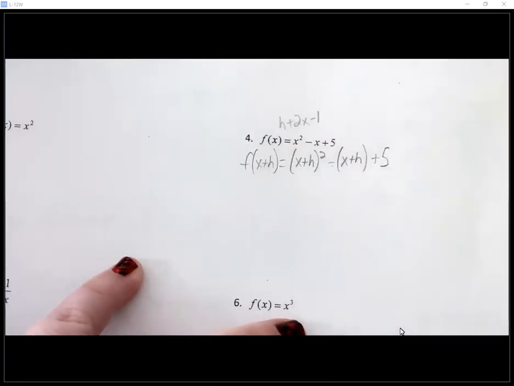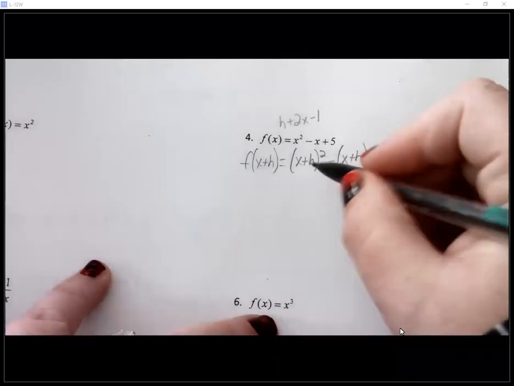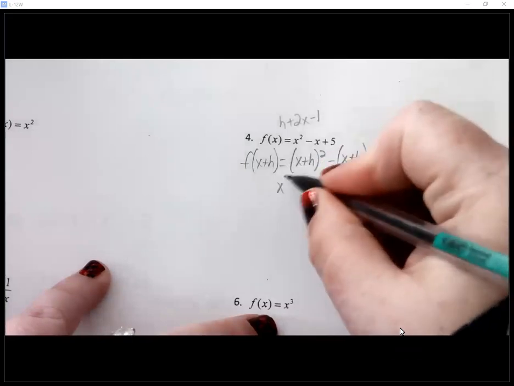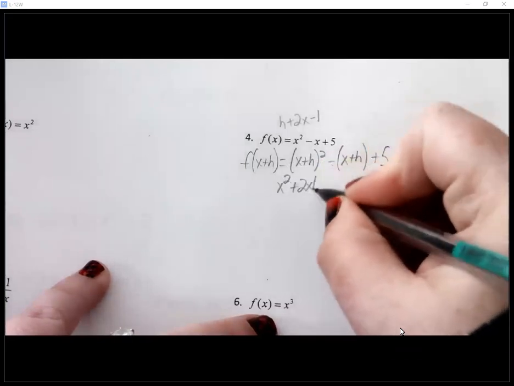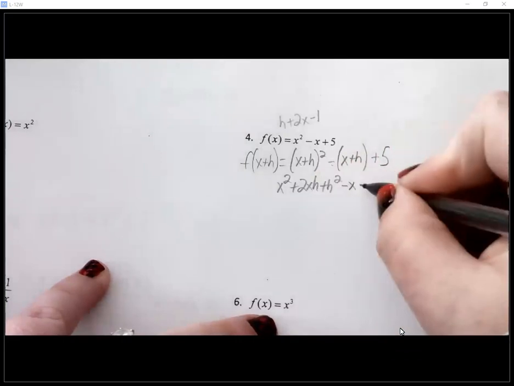Okay, so let's simplify this and at least get that first chunk. So x plus h squared would be x squared plus 2xh plus h squared. Okay, then we'll minus x minus h plus 5.